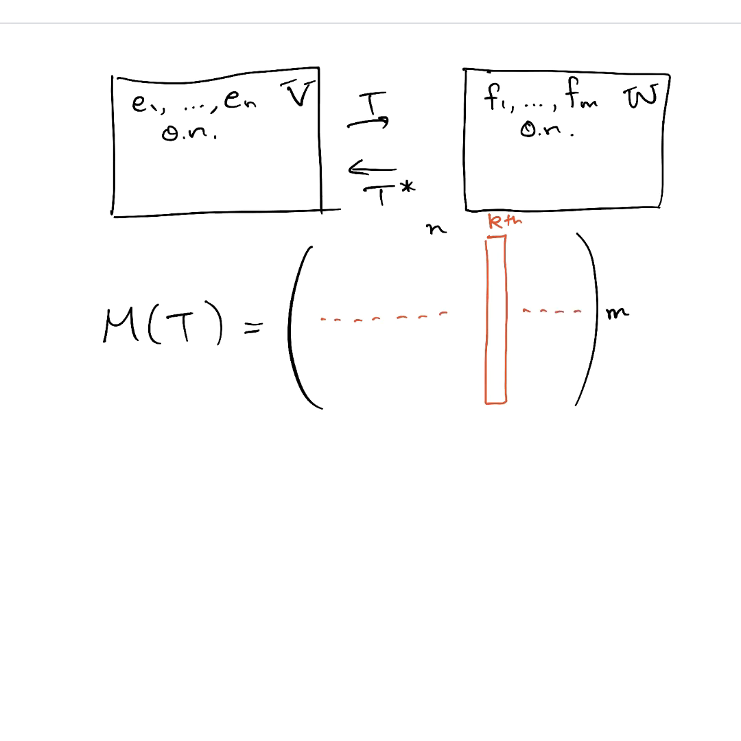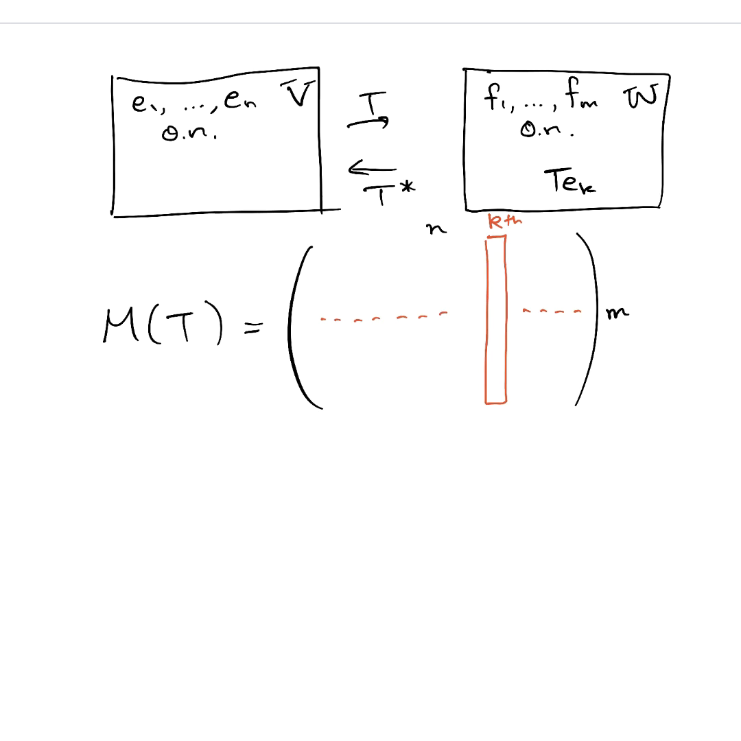Okay. Remember how you get the kth column in these matrix representations. You take Ek from the left, you send it over, it lands over in W, then because F1 through Fm are a basis for W, you can write T Ek in terms of the Fs, and the coefficients in that expression are what you plop down in that kth column.